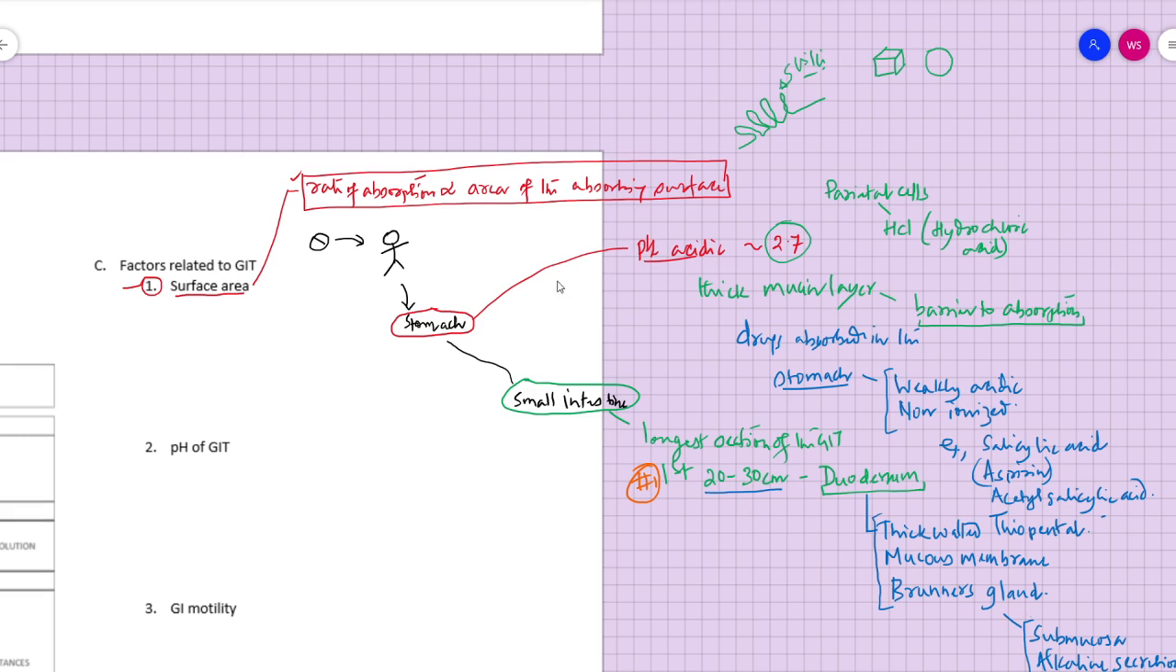Okay, and the other point to remember is the stomach. Only a few drugs which are weakly acidic or non-ionized are absorbed in the stomach, but for all intents and purposes, maximum absorption takes place in the small intestine, and specifically in the jejunum region of the small intestine.